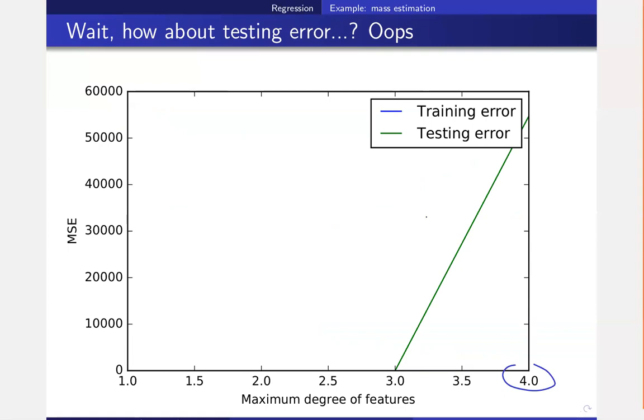Does anyone know what the problem is here? Do you know the name of this phenomenon in machine learning? Is it called overfitting? Yes, exactly. You're overfitting your data, and that's something you want to avoid.